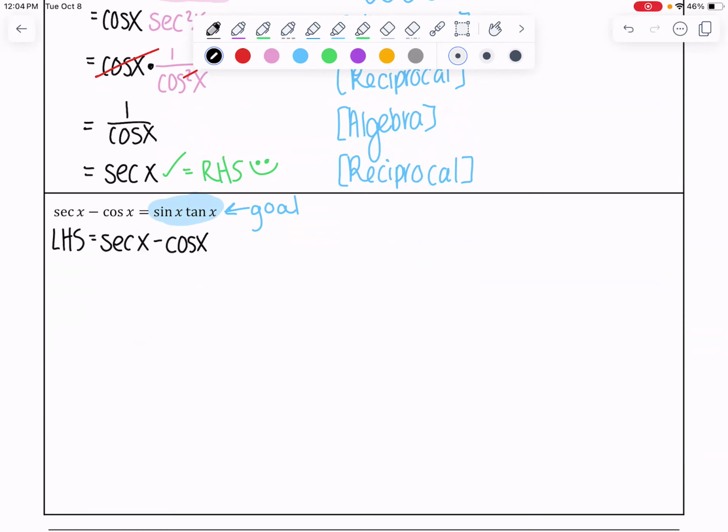My thought process here is, hey, there's no Pythagorean identity. Let's turn everything into sines and cosines. So secant, I'm going to turn into 1 over cosine x minus cosine x. That is a reciprocal identity.